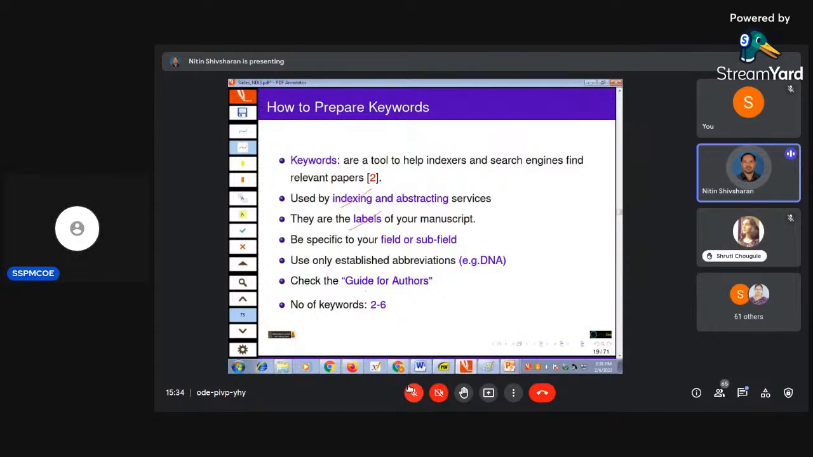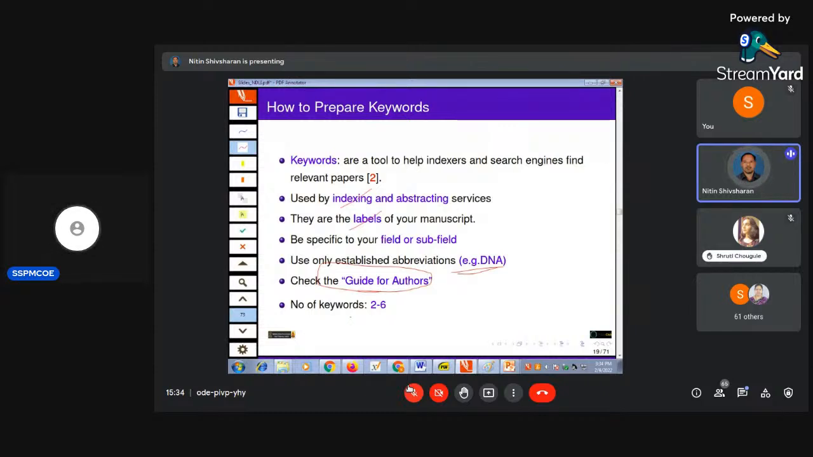Be specific to a field or subfield. For example, we can use a keyword abbreviation such as DNA, but it should be a very well known, commonly used abbreviation. Also, you should refer to the guide for authors while preparing keywords.